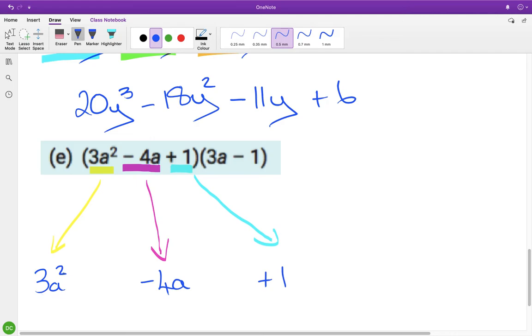And then after the first one, I'm going to write in that second bracket. After the second one, I'm going to write in the bracket. And after the third one, I'm going to write in the bracket.